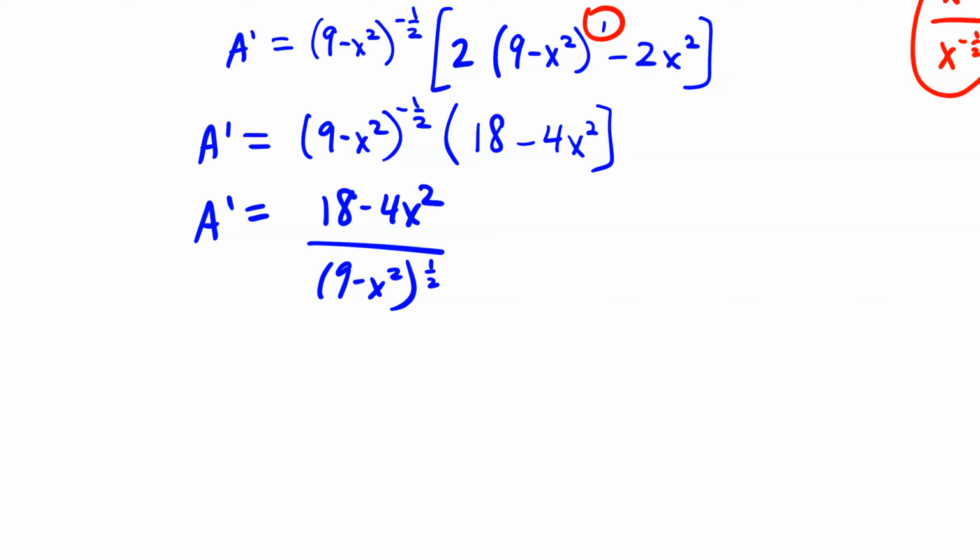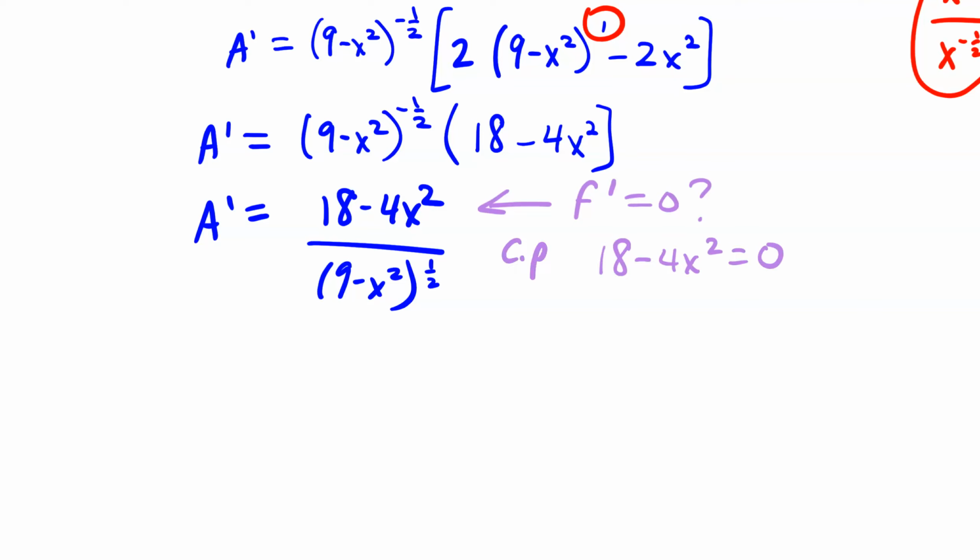So, finally have the derivative. That was the rough part, right? Coming up with the equation and derivative. And now we just have to see, okay, where is it equal to 0? So I'm looking for where our derivative is equal to 0. Well, when is 18 minus 4x squared equal to 0?